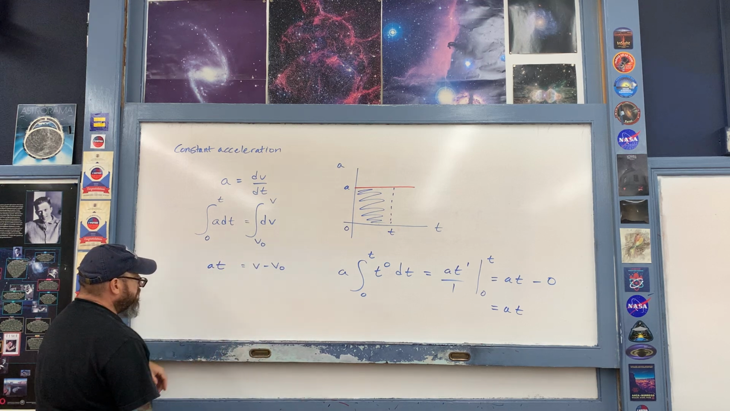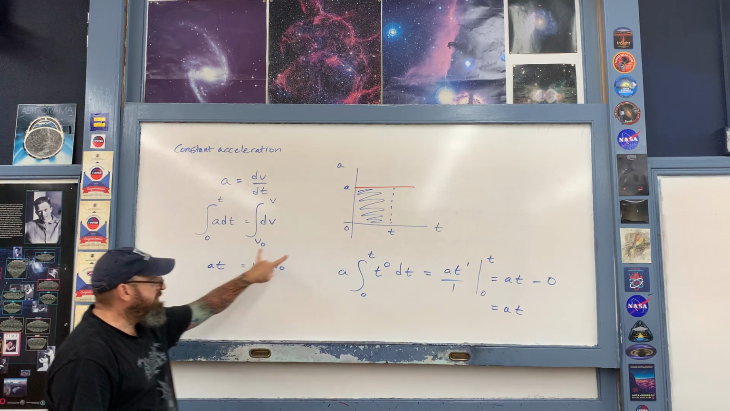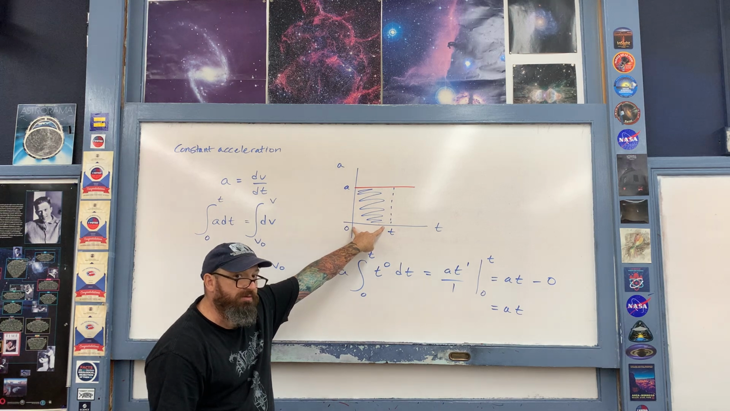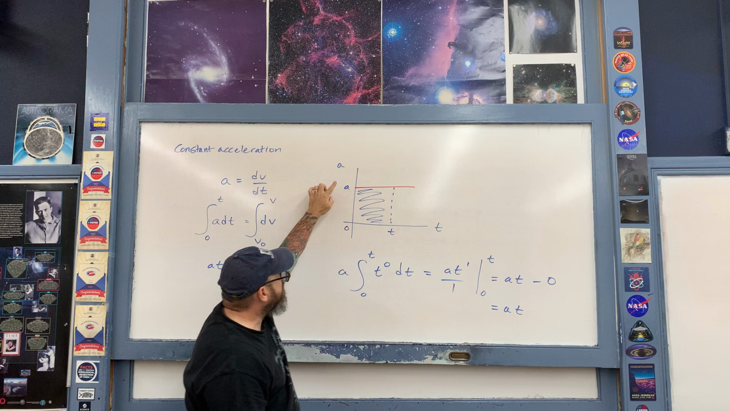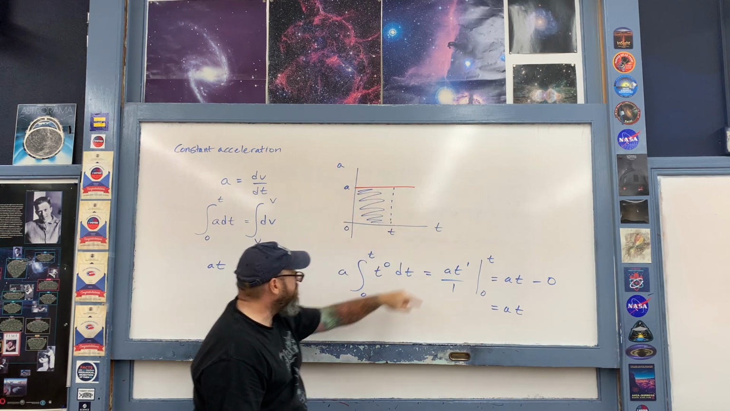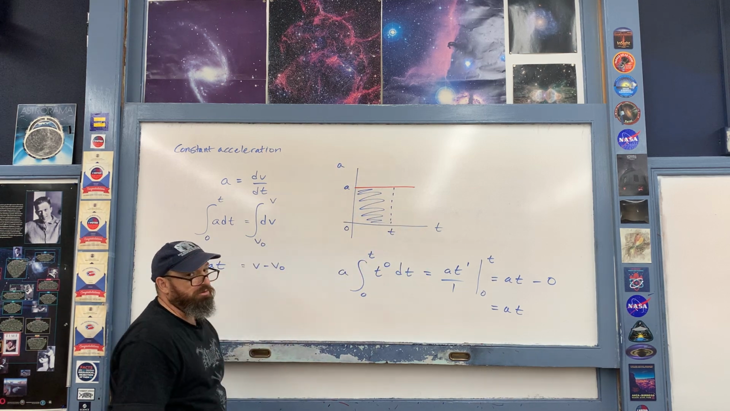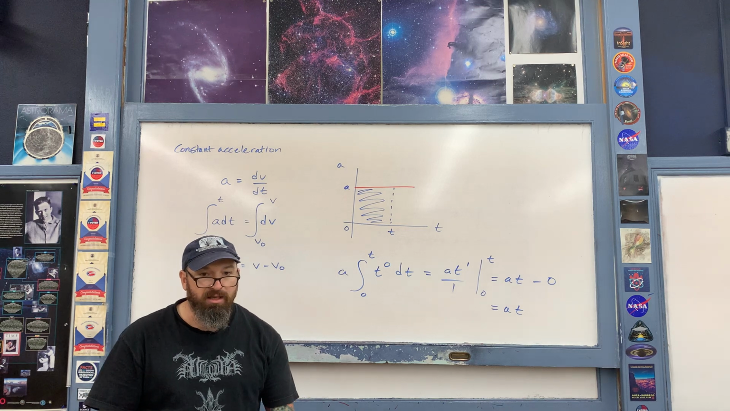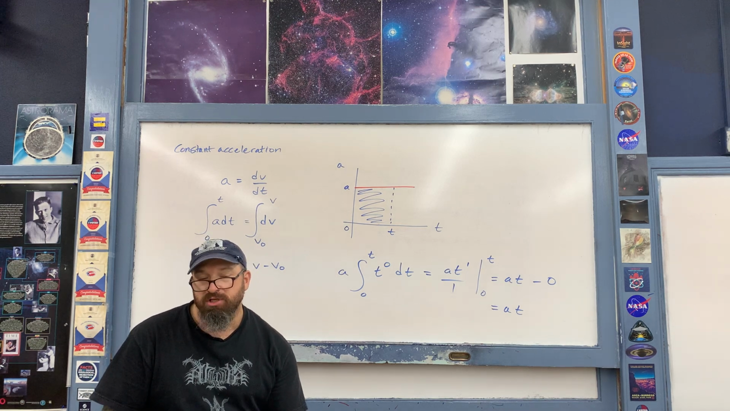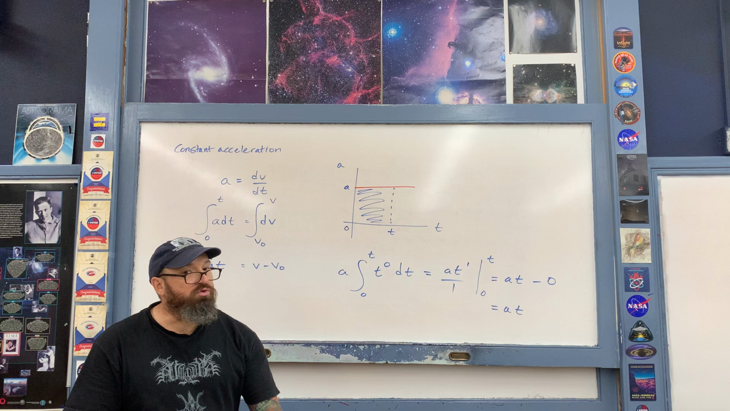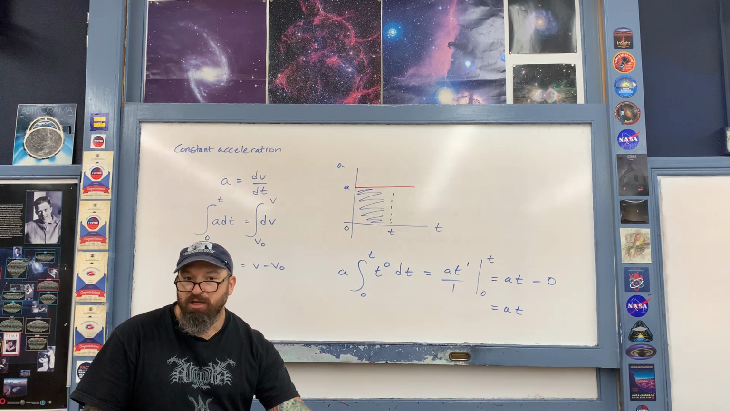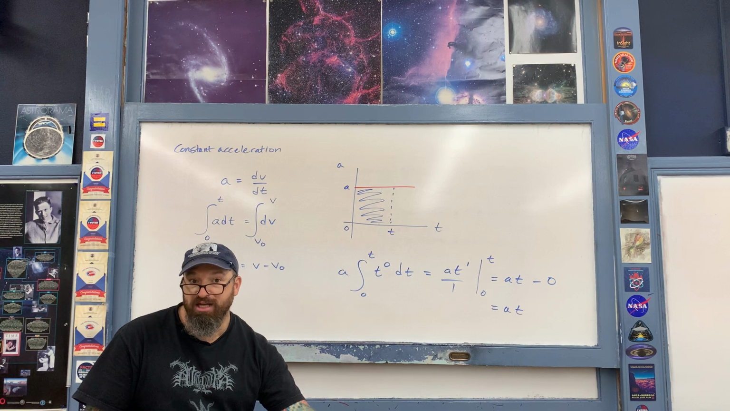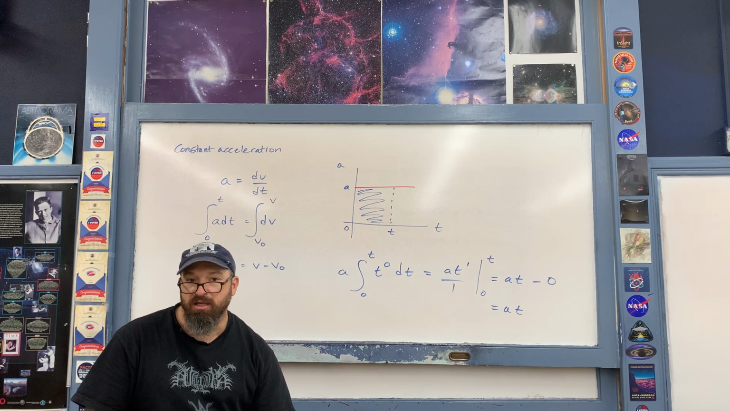So notice that the left-hand side of the expression is the area of this rectangle that I've drawn here on this graph. However, the area underneath the curve on a graph of acceleration as a function of time is also equal to the change in velocity. Once again, integration is the reverse of differentiation. So if you differentiate velocity with respect to time, you get acceleration. If you do the reverse process, if you integrate acceleration, you then get velocity.